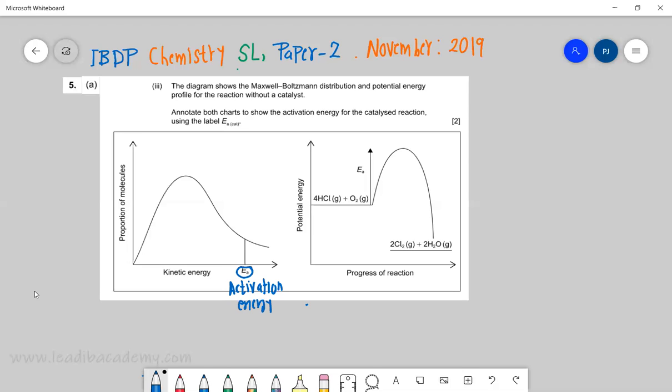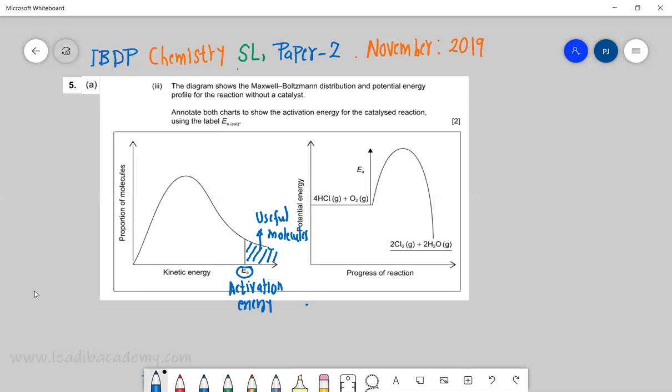So if a molecule possesses the minimum energy, that is activation energy, or more, obviously it will be useful for the reaction. Now comes the interesting part. In this case, this is the fraction of molecules which are possessing energy higher than or equal to activation energy. That means these are the useful molecules, I will say, useful molecules to start the reaction.